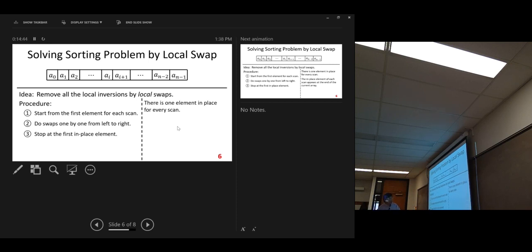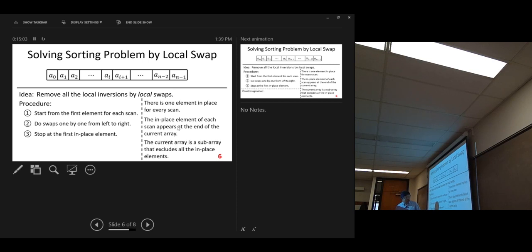So we summarize the property. There is one element in place for every scan. The in-place element of each scan appears at the end of the current array, the largest of the current array. So it is at the end. The current array is a subarray that excludes all the in-place elements. So with this kind of property, now we understand the problem completely.